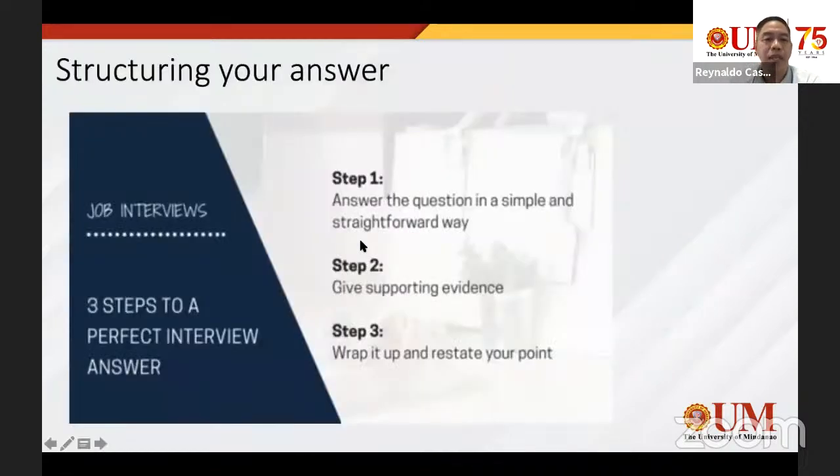Okay. So how are you going to structure your interview? This is a simple way of doing that, because sometimes with some of our students, when they respond to questions, they go around the bush and they lose the momentum, they lose the direction, the clear intention and the clear message of their answers. So what you can do is, step one, answer the question in a simple and straightforward way. So what is the question all about? You respond to that.